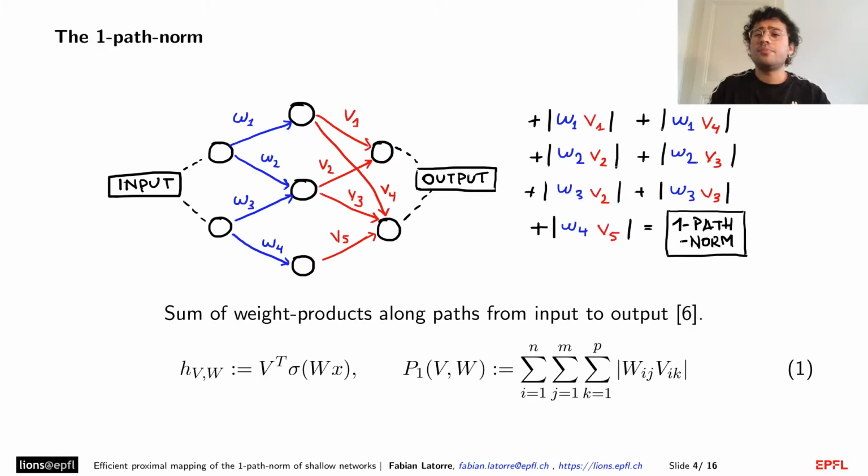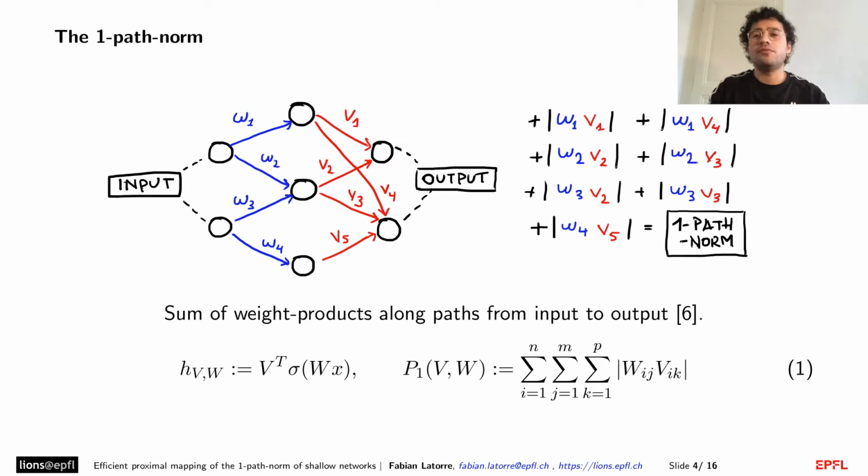So what exactly is the path norm? We will focus on a particular variant, the one-path norm. It is defined as follows. For a feed-forward network, we consider all paths from input to output in its computation graph. Each edge corresponds to an entry in some weight matrix. For each such path, we take the absolute value of the product of weights along the path, and finally, we sum all such values. For a shallow network with weight matrices V and W, we will denote the one-path norm as P1(V, W).